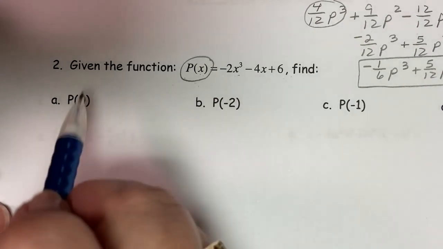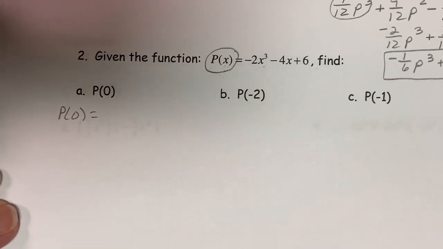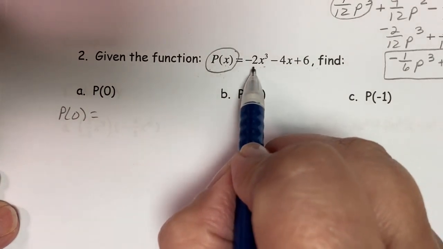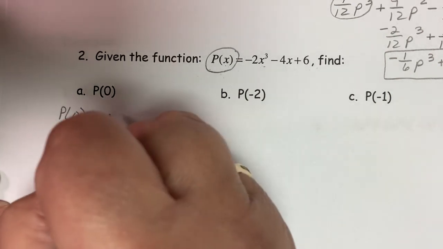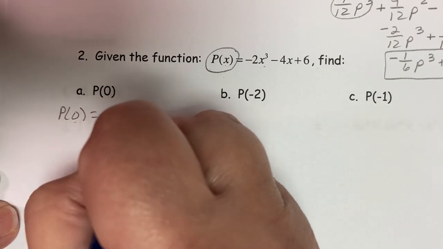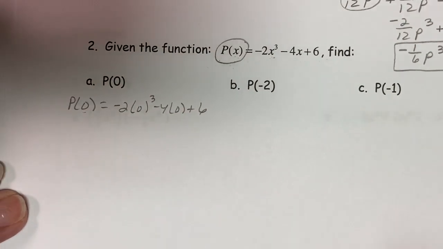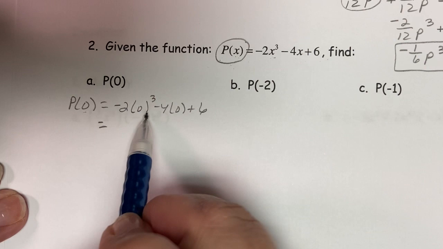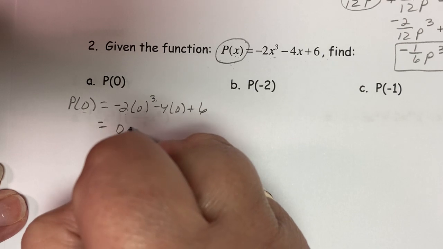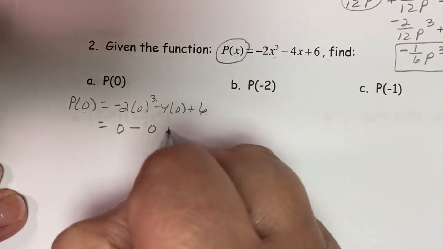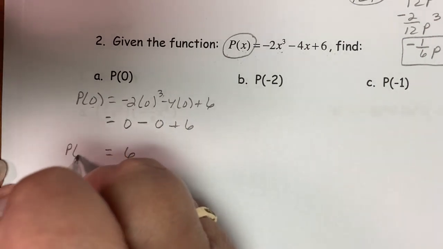So knowing that, if I now want p of 0, all that means is I go to my function, and wherever I see an x, I'm going to replace it with what is in my parentheses, which is a 0. So it'll be negative 2 times 0 cubed minus 4 times 0 plus 6. And now we just chug out the answer. Let's use our order of operations. So 0 cubed is 0 times negative 2 is 0 minus 4 times 0 is 0 plus 6. So you can see that p of 0 is going to be 6.